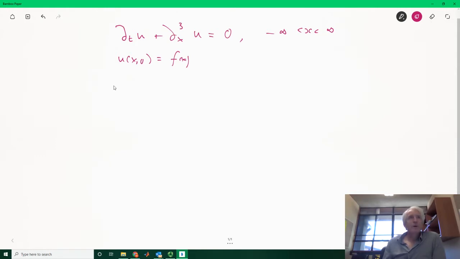So we take the Fourier transform of both sides of this equation, of equation 1. So we get the time derivative just does nothing, and the x derivative becomes multiplication by ik. So we've got (ik) cubed multiplied by u hat equals 0.